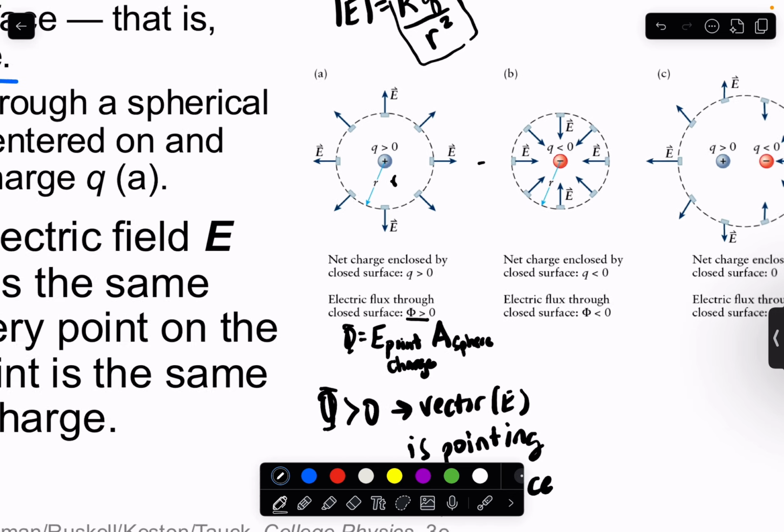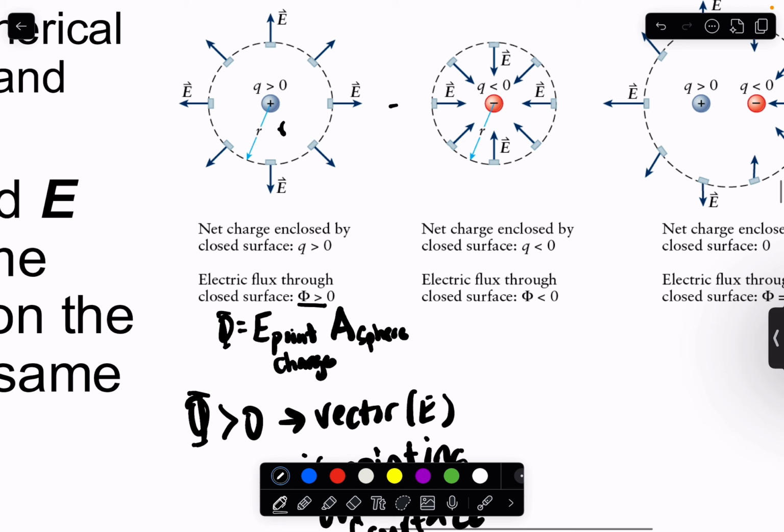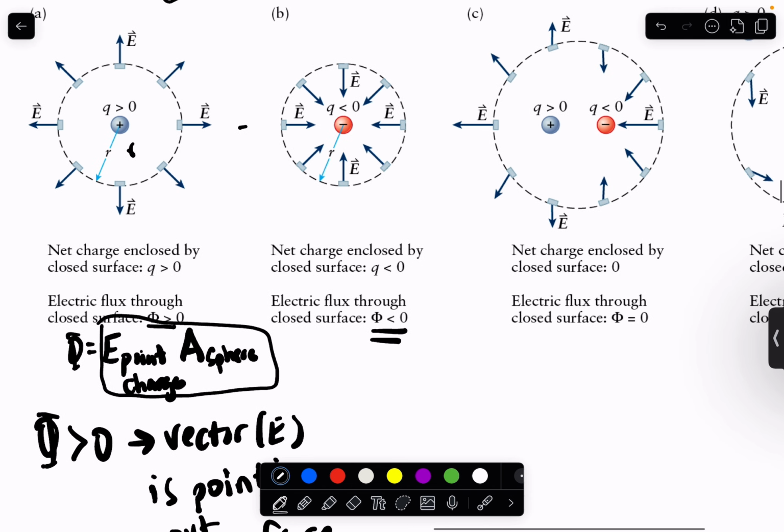So now let's look, what about a negative point charge? Well, it's the exact same thing, except the direction of the electric field is different. It's 180 degrees different than for a positive charge. So with the electric field pointing inward, we now have a negative flux, okay? The magnitude of it is going to be the exact same thing, but the sign will be negative for a negative point charge.